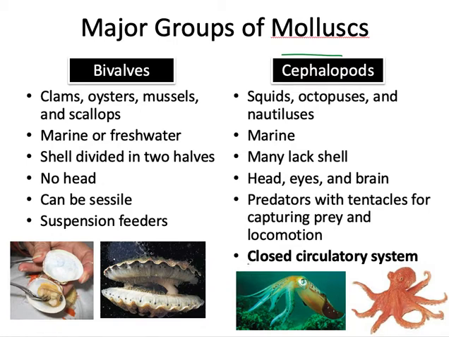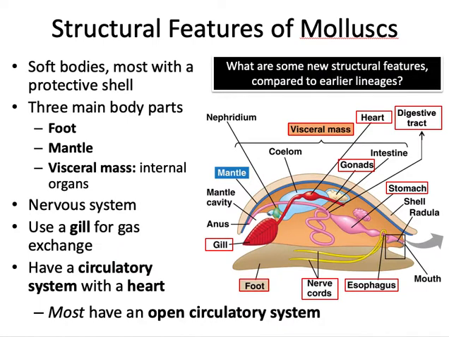And as we'll see in the next slide, cephalopods are going to be distinct from all of the other mollusks in that they have a closed circulatory system, which means their blood vessels form a closed unit. An open circulatory system, on the other hand, will be where the blood vessels are just open to the entire body. So let's move on to those structural features.